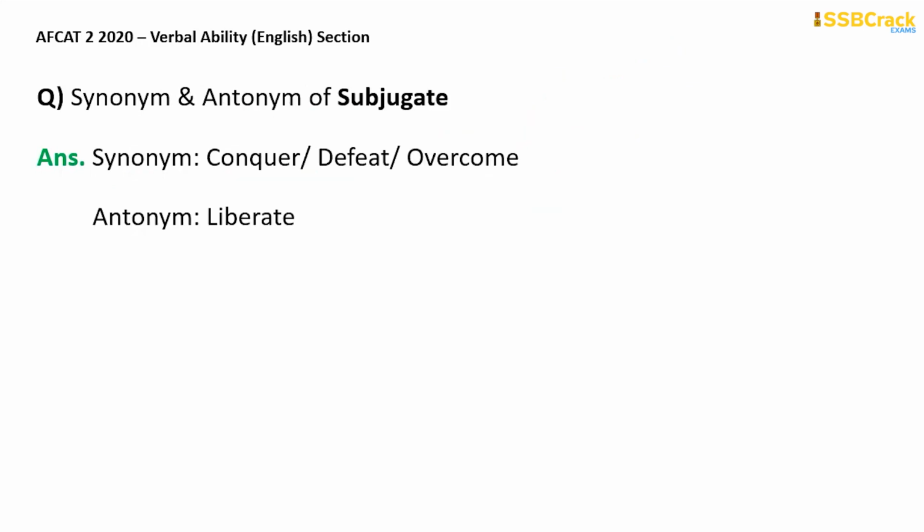The next question, synonym and antonym of subjugate. To subjugate someone means to be victorious over or to conquer that particular person or thing. So the synonym of subjugate is conquer or defeat or overcome, while the opposite or the antonym of subjugate means to liberate. So if you're conquering someone, the opposite is that you're liberating that person. That person is not under your subjugation. If you have heard of the word subjugation, subjugation is a noun and subjugate is a verb, right?